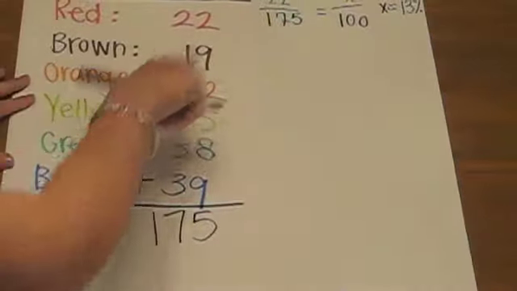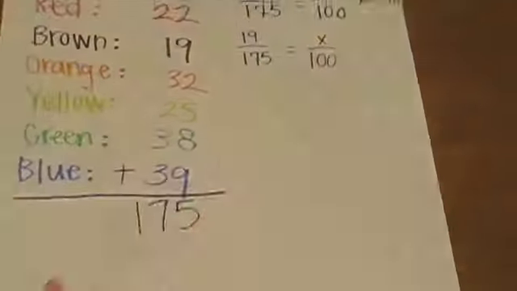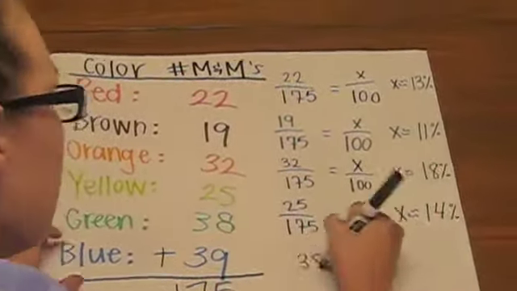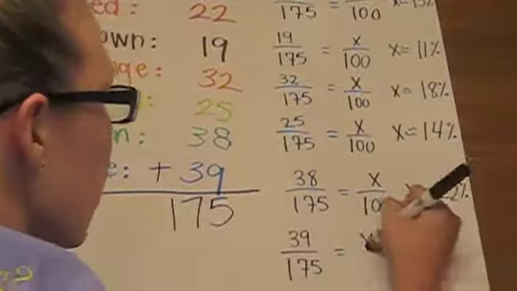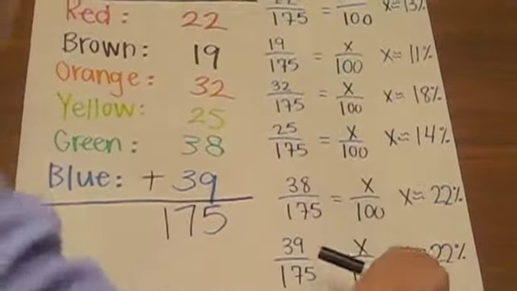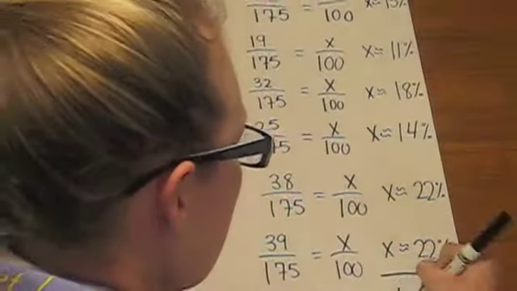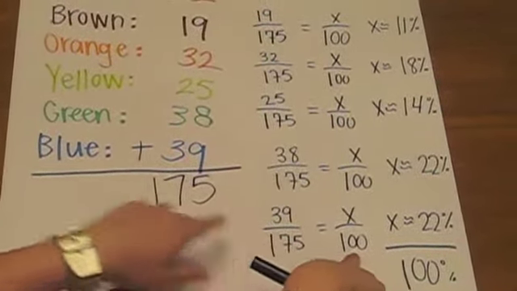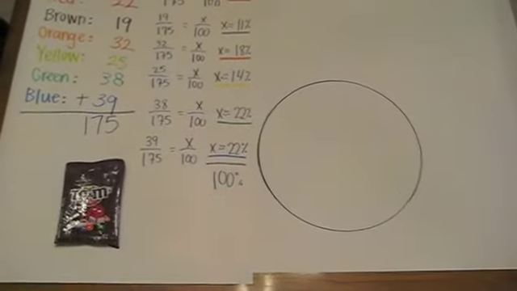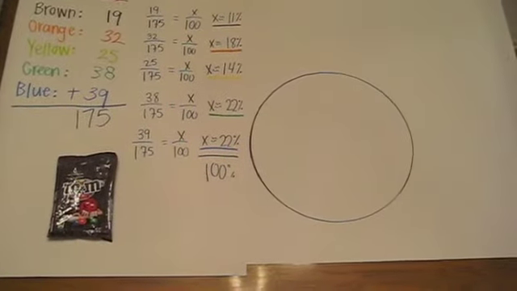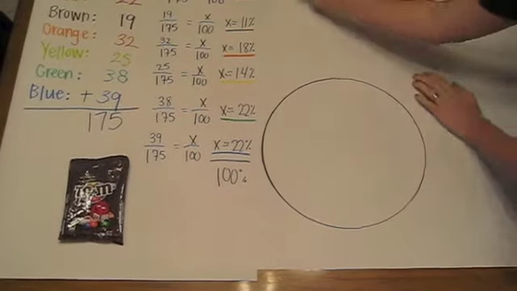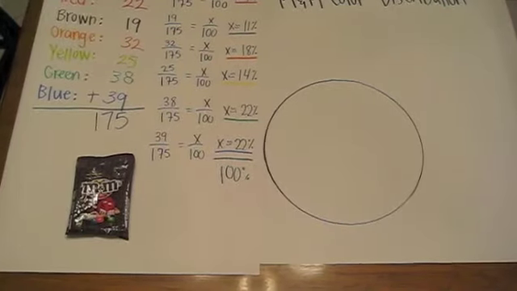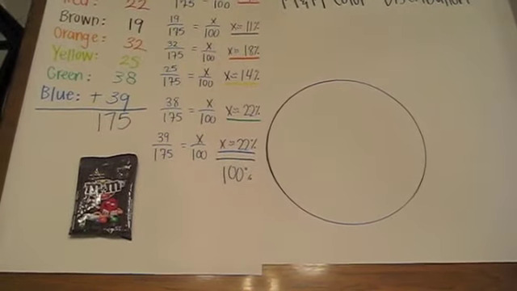We'll do the same thing for each one. And when you add up these percentages, they will also equal 100%, because remember we were making 175 equal to 100. The first thing you want to do when making a graph is add a title. So we'll again use M&M color distribution. Next you would want to label your axes, but since we don't have any, we're going to make a key instead.